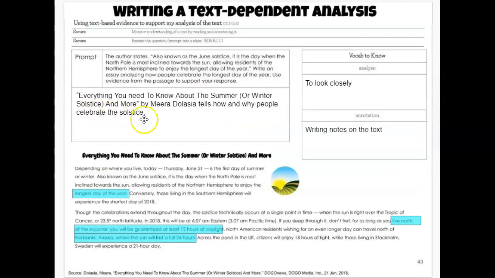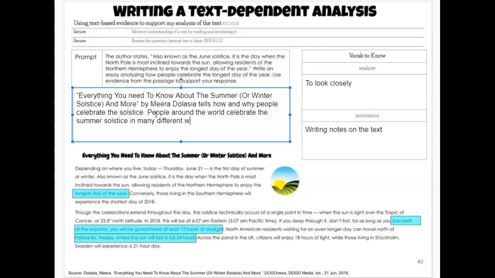So my claim is going to be that people around the world celebrate the summer solstice in many different ways. And then in my actual essay, I would go ahead and give details about the different ones, but right now I'm just going to say that there's different ways. It's not that everyone does it the same. There are completely, totally different ways. So that is now going to be my thesis.